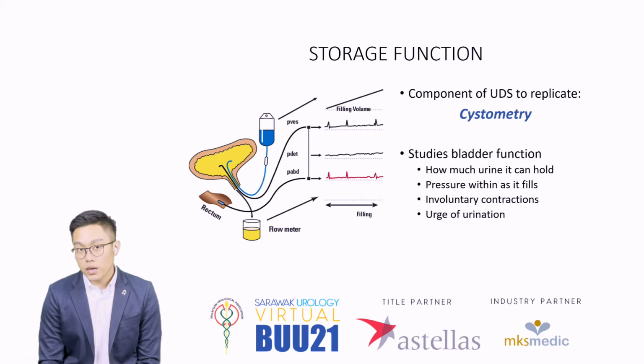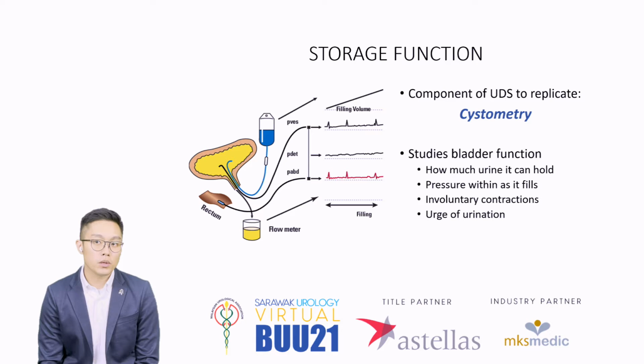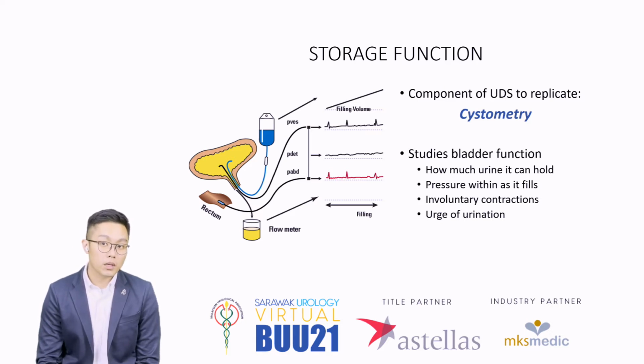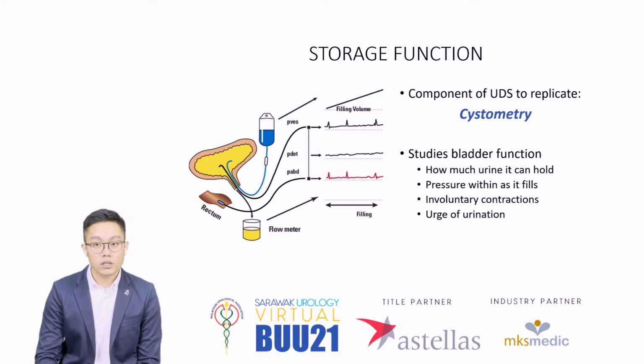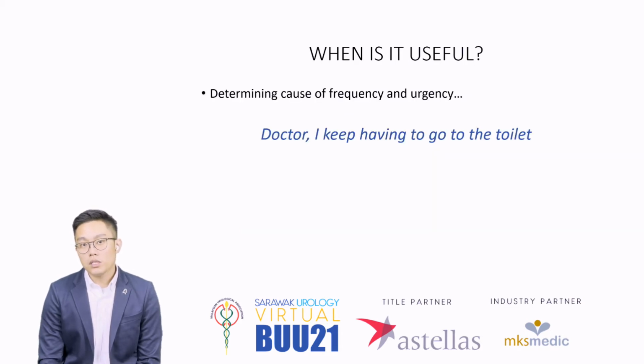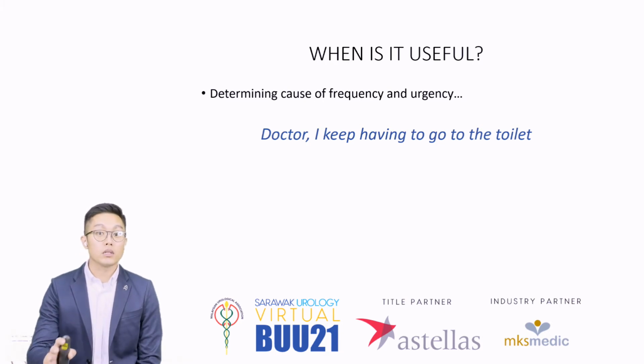So perhaps the first one we should go through is the storage function. So the component that we want to emulate is the cystometry part of urodynamics. This is the part where we are filling the bladder, and then we want to test how much urine it can hold, the pressure as it fills, is there any involuntary contractions, and also when the patient has a sensation and also urge to urinate. This is very useful if you are trying to determine the cause of frequency and urgency. It may be a simple complaint like, doctor, I keep having to go to the toilet.